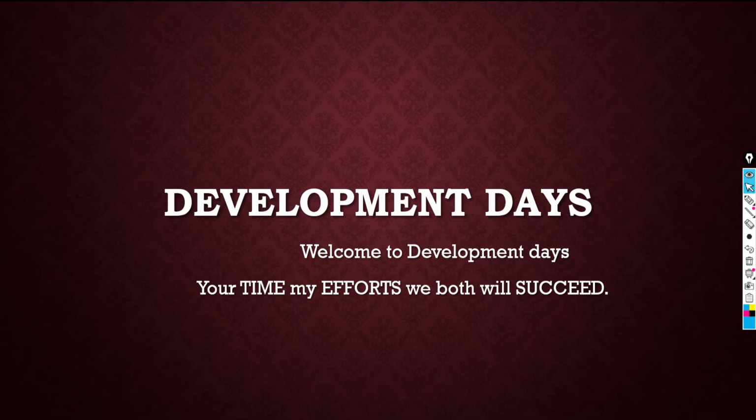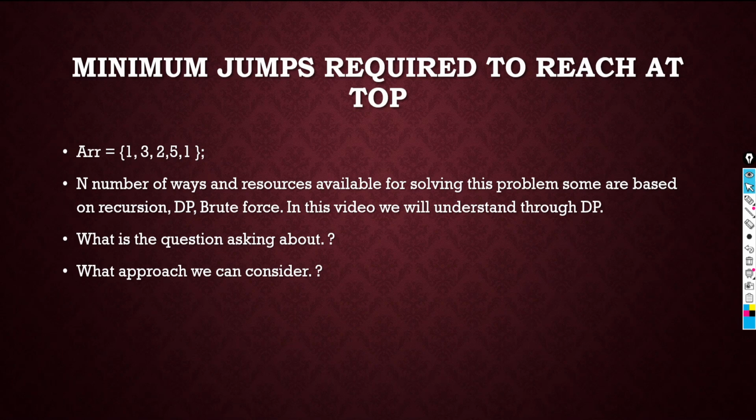Today we are going to understand a very important topic, which is named minimum jumps required to reach the top. Here our expectation is that you are given an array, and in that array you are at the 0th location and you have to reach the nth location by following the values given at the indexes of the array. You need to follow those index values and through them traverse to the end of the array. I will explain the question in detail.